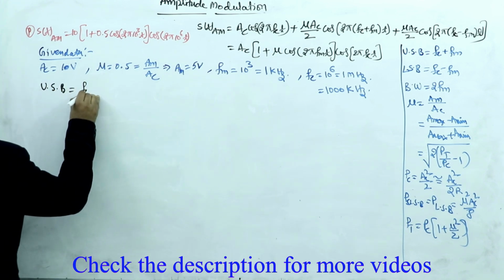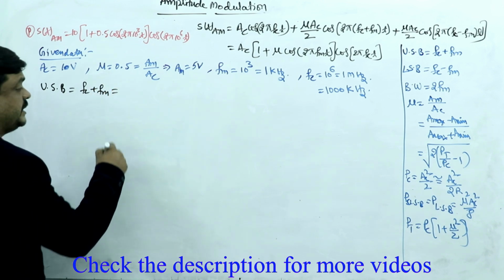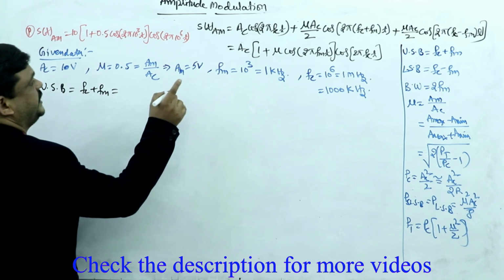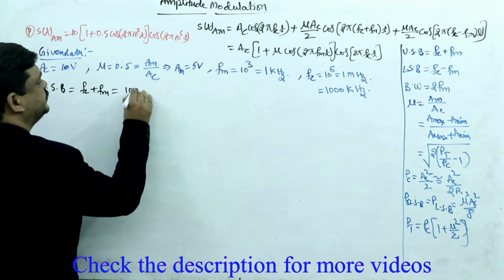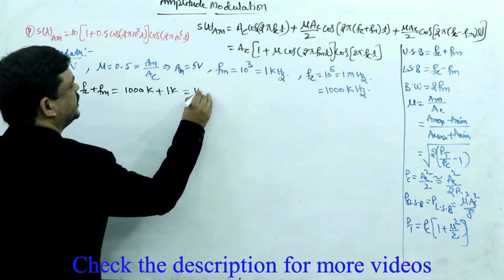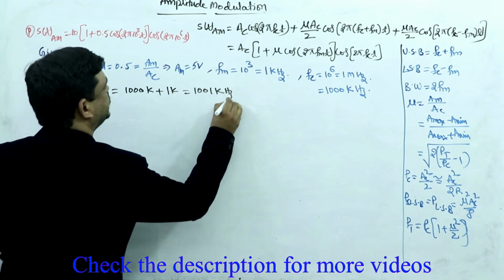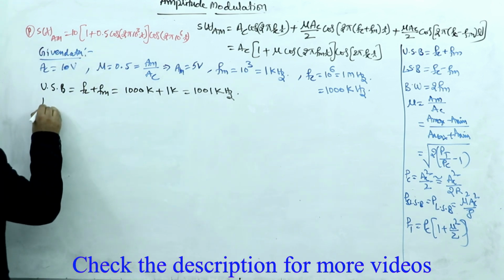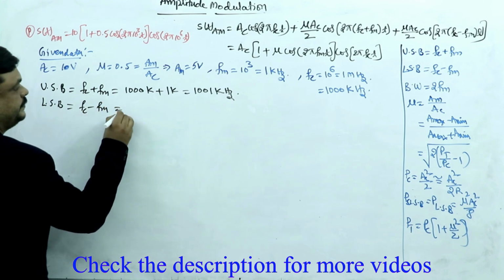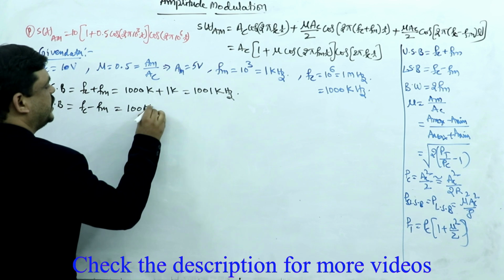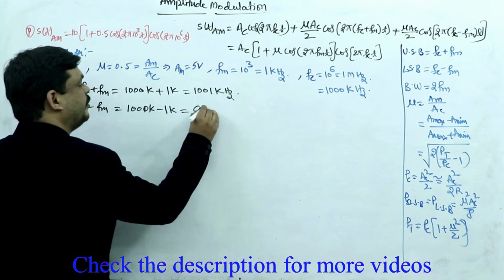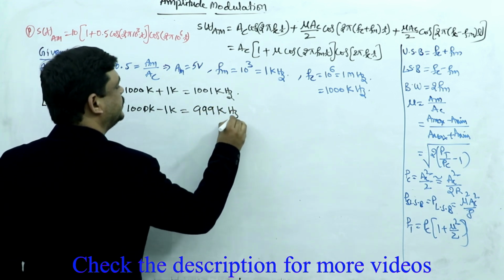Upper sideband frequency. Upper sideband frequency is FC plus FM, or it is also called the upper cutoff frequency. FC plus FM. FC is here 1000 kilo plus FM is 1 kilo. Now it becomes here 1001 kilohertz, right? And similarly, lower sideband frequency is Fc minus Fm. So now it becomes 1000 kilo minus 1 kilo, which becomes 999 kilohertz.